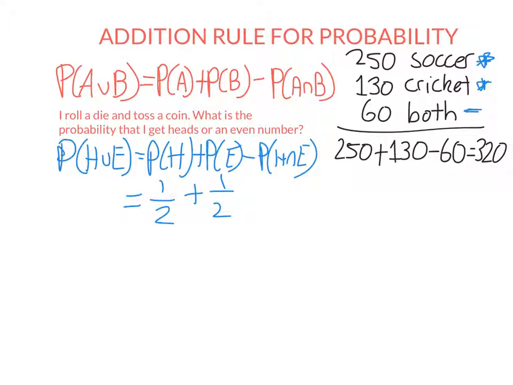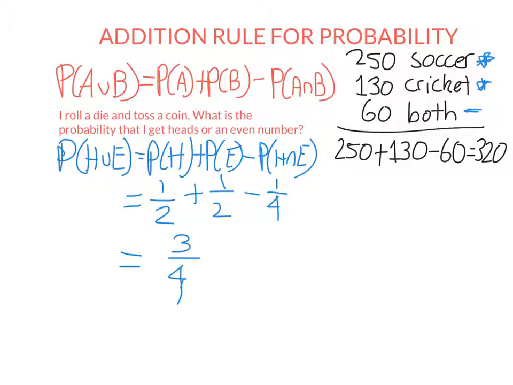So if I toss a coin and roll a die, the probability that I get heads and an even number is just a half times a half, which ends up being a quarter. So there's a 1/4 chance that the number I get is even and I get heads on the coin. So half plus a half minus a quarter is 3/4. So there is a 3/4 probability that I get heads or an even number.